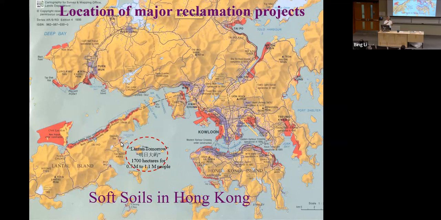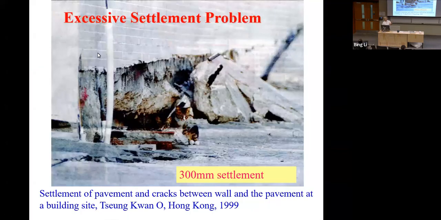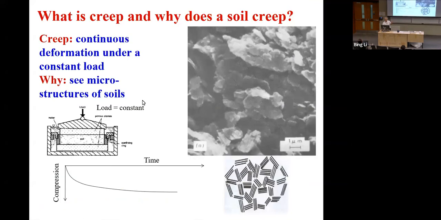I believe sediment will be an issue. We have to find a way to improve the soils and to control the post-construction sediment, make it as small as possible. There was another case in Hong Kong before with more sediment, okay? And why does creep contribute a lot to post-construction sediment?